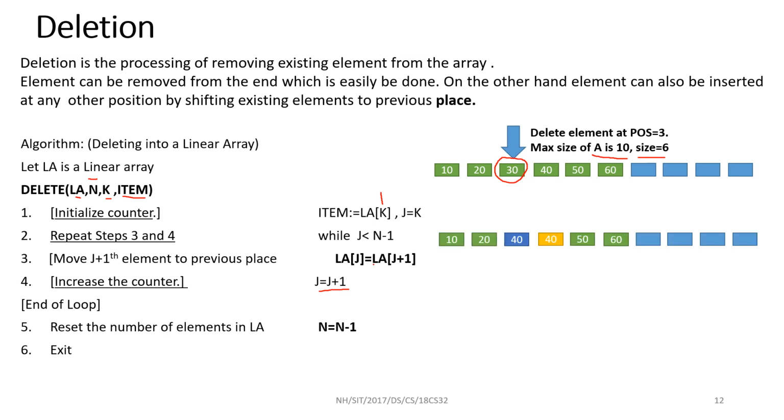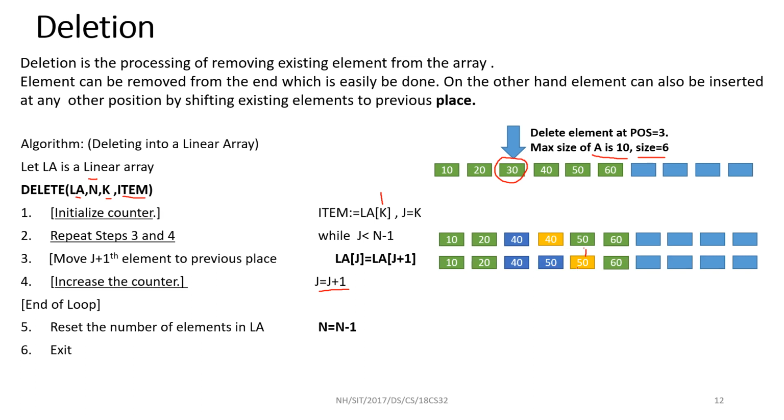You can see that in the animation. 40 is copied here; the copy was there already, and a new copy is made in the previous place. The work is not over. Take the next element, so j equals j plus 1. J was here, increase j by 1. J is now pointing to this element. Copy that to the previous place. Now 50 is copied to this place. Earlier 40 was there; it was overwritten by 50.